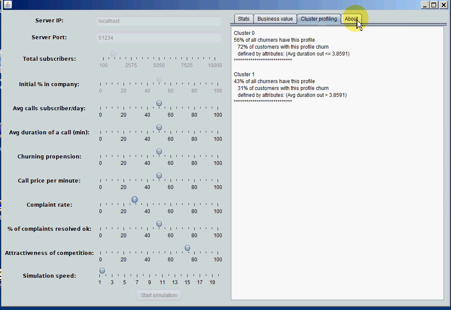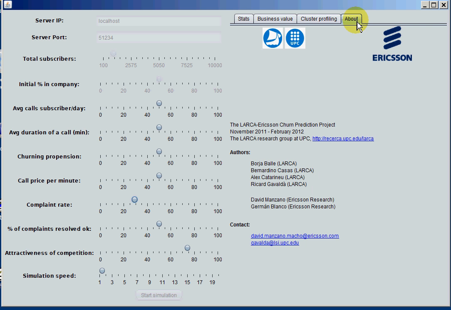There is of course an About tab that simply tells who worked on the project. Feel free to contact me, Ricard Gavaldà, or David Manzano at Ericsson Research for more information.